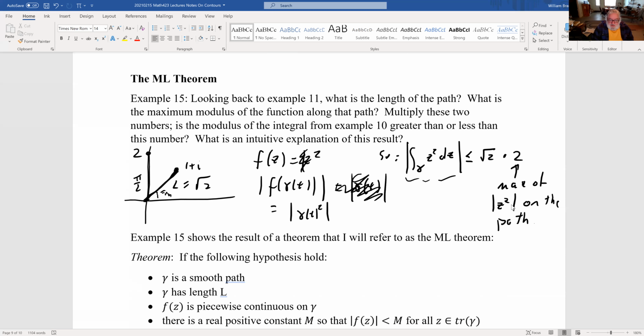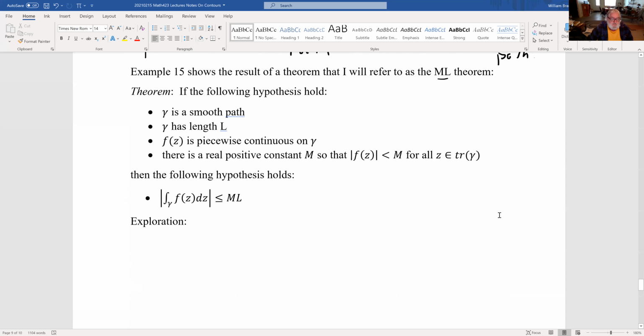Okay, and I call that the ML theorem. I don't know if it actually has an actual name, but if the following hypotheses hold: gamma is a smooth path, gamma has a length L, f of z is piecewise continuous, and there is a real positive constant M so that the modulus of f is less than M for everything in the trace, then the modulus of the integral is less than M times L. This is the maximum times the length.